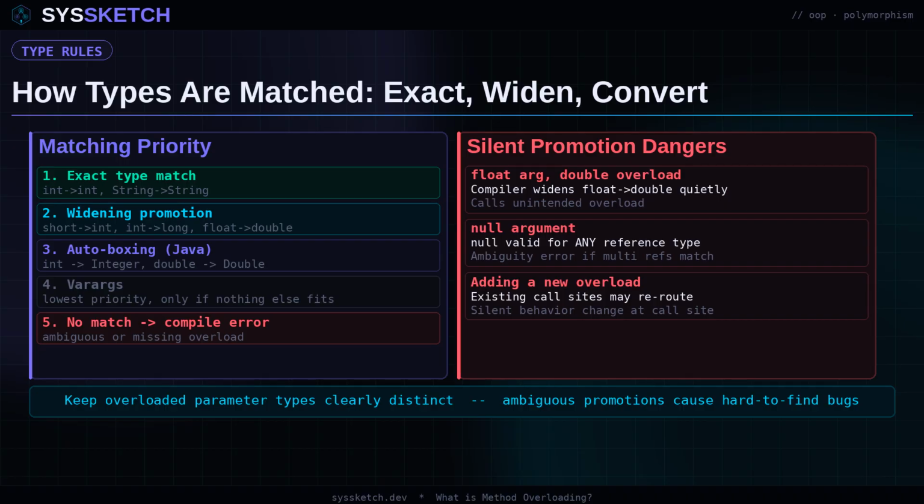The danger here is silent promotions, passing a float where the compiler quietly widens to a double and calls an overload you didn't intend. This is why most style guides recommend keeping overloads' parameter types clearly distinct. Ambiguous implicit conversions are a common source of hard-to-find bugs, especially when adding a new overload changes which version of a method an existing call site resolves to.